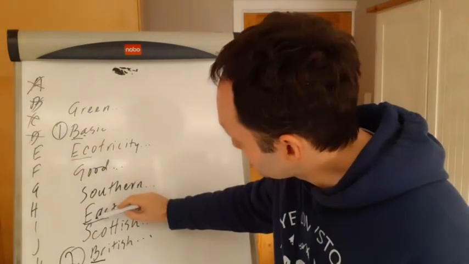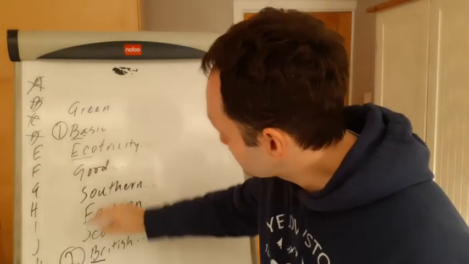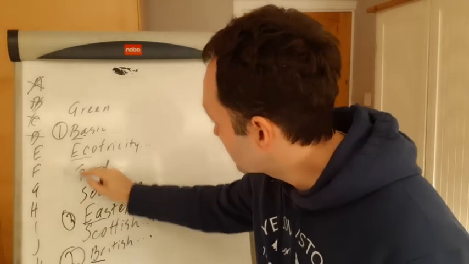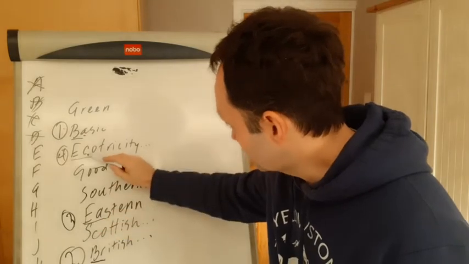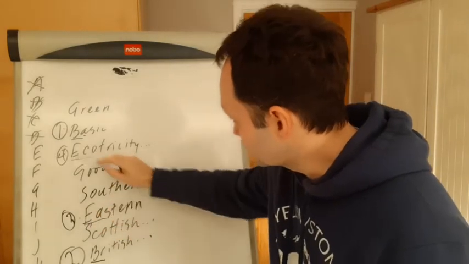So this is going to be number 4. 1, 2, 3, and that'll be 4. So 1, basic, British, Eastern and ecotricity.